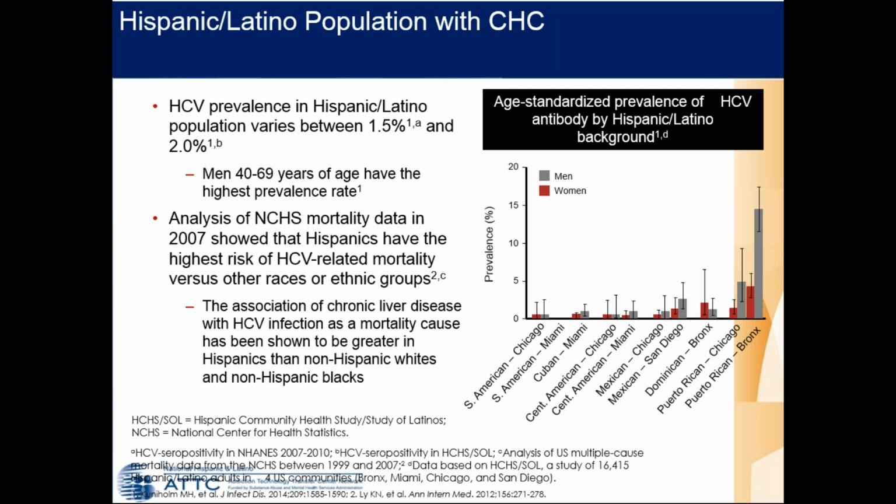So it goes a little bit with the demographics in the United States. And you may see some people from South America or Central America in some other areas. In Mexican, for example, San Diego, you see a higher prevalence of men and women in the Mexican subpopulation in San Diego.